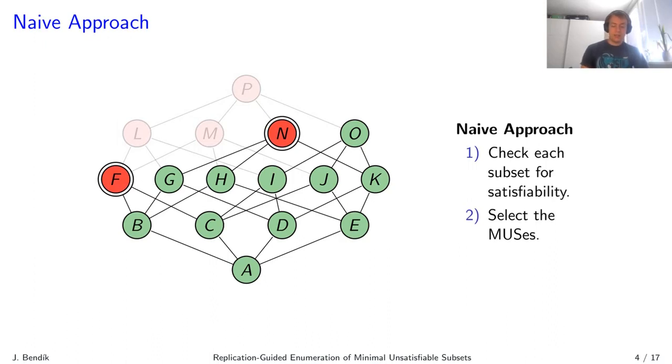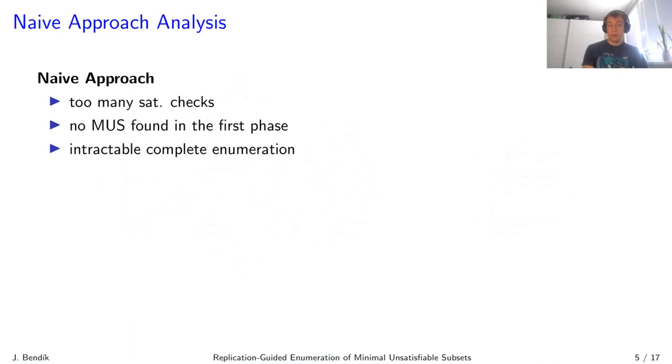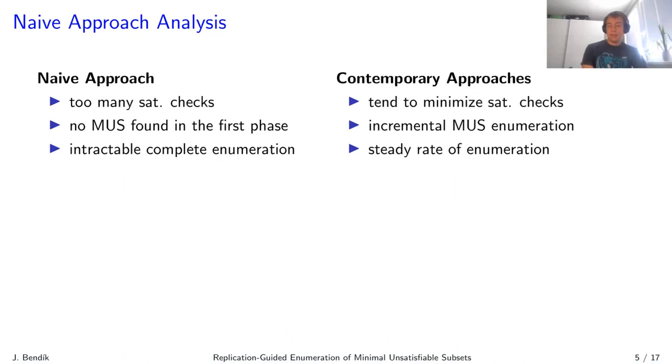So let me now analyze this approach. There are several problems. First, it's practically intractable to check every subset for satisfiability, since there are exponentially many subsets. Second, the algorithm works in two phases. In the first phase, it checks every subset for satisfiability, and then in the second phase, it identifies the MUSes. But the first phase is intractable. And third, in general, there can be up to exponentially many MUSes, which means that the complete MUS enumeration can be also practically intractable.